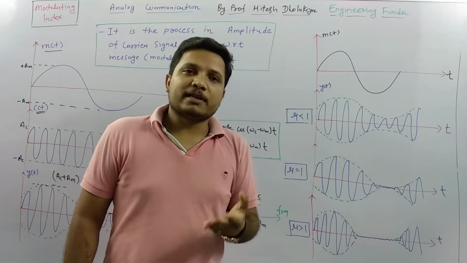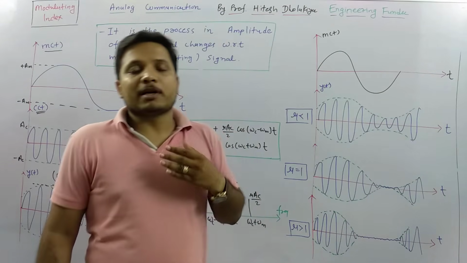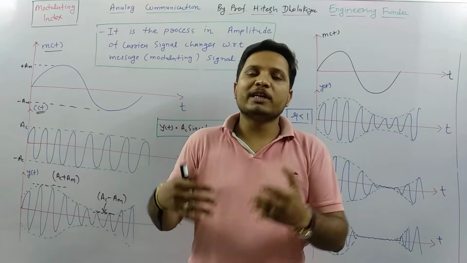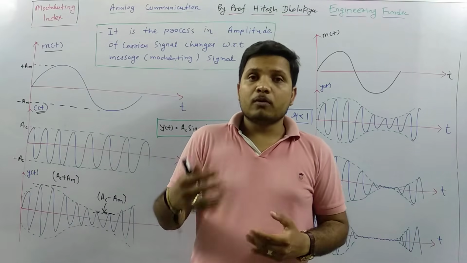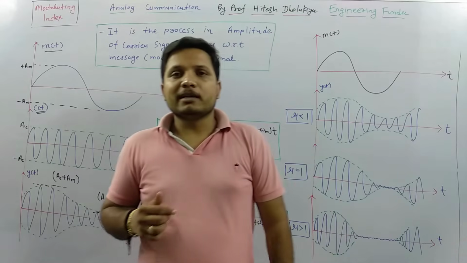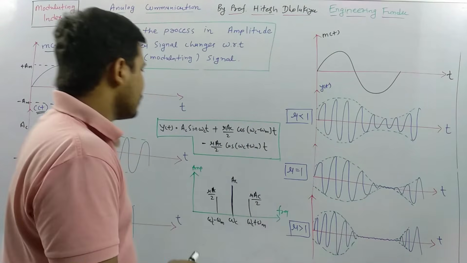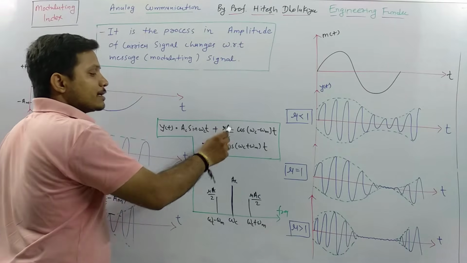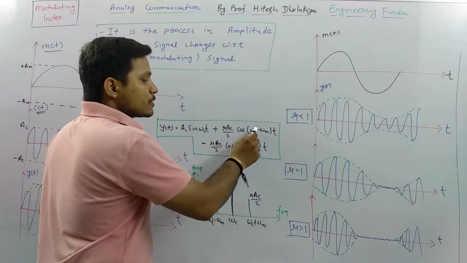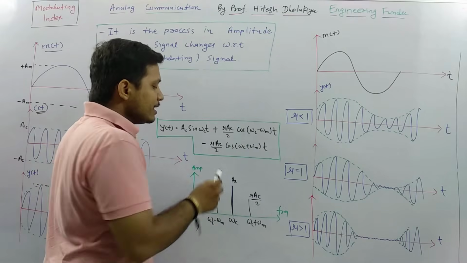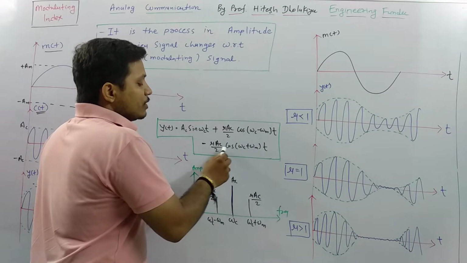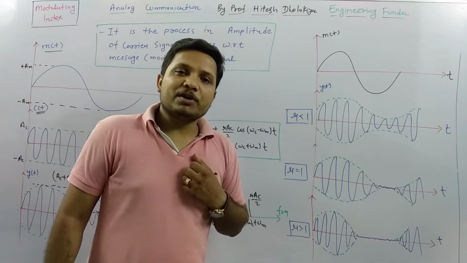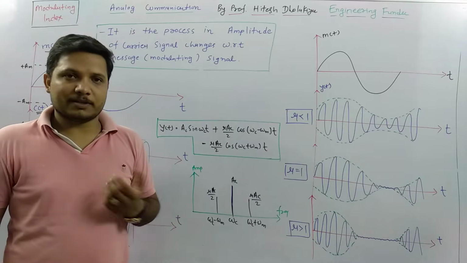Now see, in previous session, I have already explained to you what is amplitude modulation, and based on that we have derived the amplitude modulated signal. In that derivation, if you remember, y(t) is Ac sin omega c t plus mu Ac by 2 cos of (omega c minus omega m) t minus mu Ac by 2 cos of (omega c plus omega m) t. So that is the basic equation which we derived in the last session.